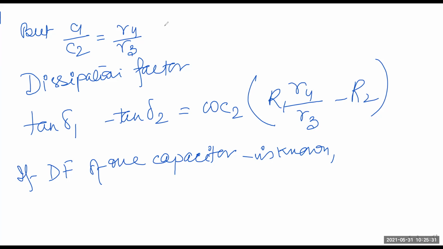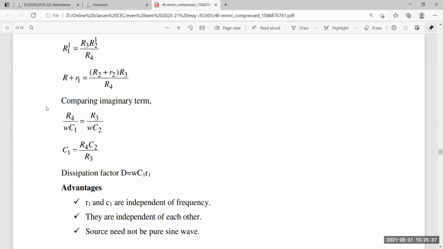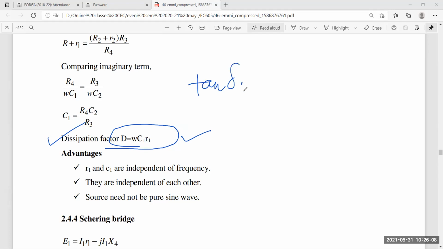Now let me take you to my notes where I have done the same thing. More or less the same thing has been done here, and we have segregated the real and imaginary parts, and ultimately we have got the dissipation factor here also. So you see the dissipation factor which I obtained, by the same process: D equals omega C1 R1. You will obtain this if you segregate the equations, because finally, in the whiteboard, what I have done is tan del 1 minus tan del 2. You can also do this process, and whatever I have done in the whiteboard, you can also do.